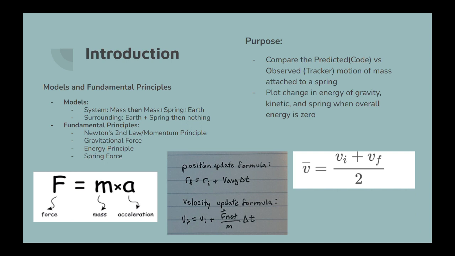For our models, the system at first is the mass and the surroundings are the earth and spring. Then for the energy part, our system is mass, spring, and earth, and nothing is the surroundings. Our fundamental principles are Newton's second law, the momentum principle, gravitational force, energy principle, and spring force.